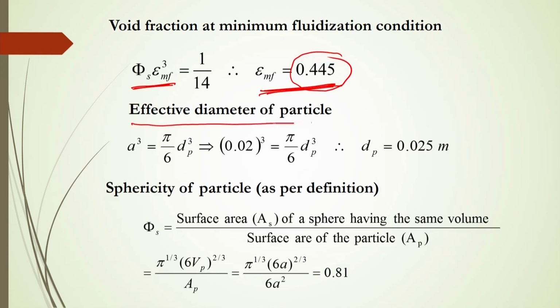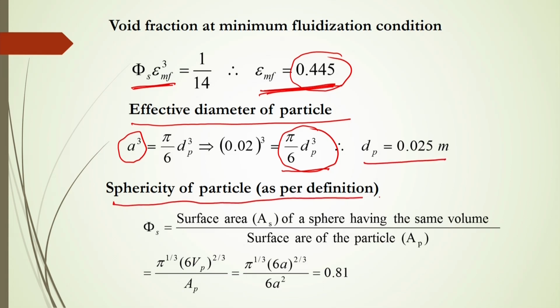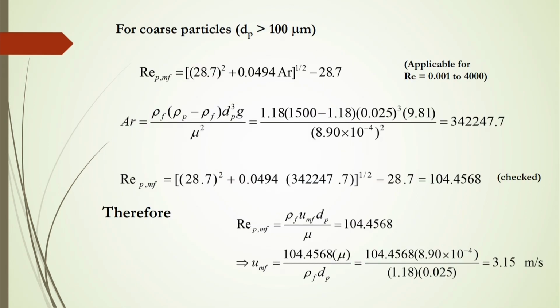And the effective diameter of the particle you can calculate from this. First, if it is cubical, you have to calculate the volume of the cube, which will be equivalent to a spherical particle, then dp is equal to 0.025. Whereas the sphericity of the particle, phi, is equal to the surface area of the sphere having the same volume divided by the surface area of the particle Ap. So finally, the sphericity of the particle will be equal to 0.81.